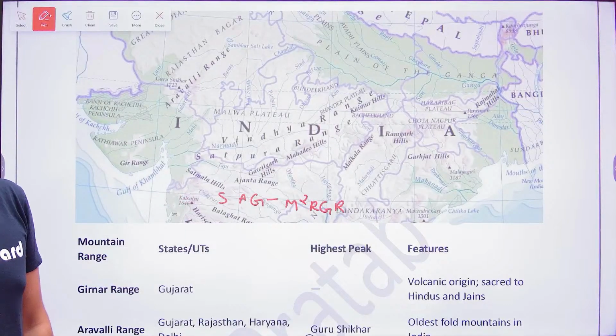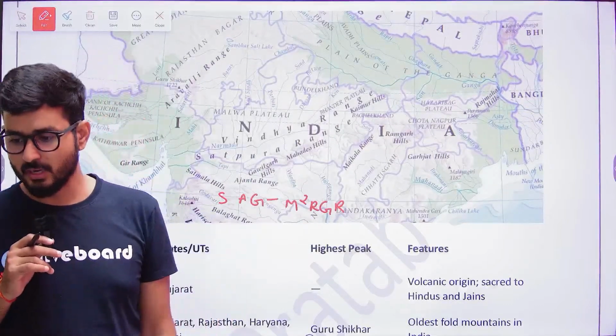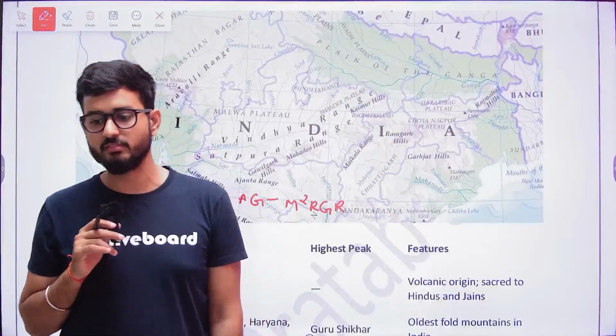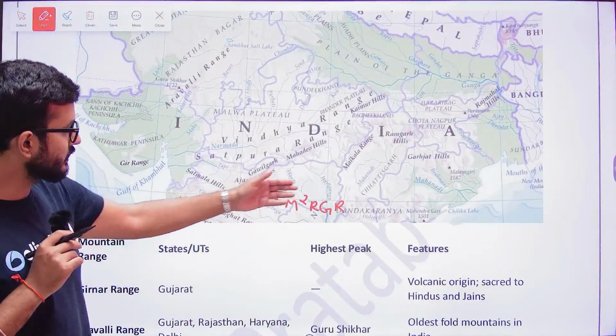Yes, Sagar. What are gorges? Subhash has told the answer to it. They are the valley between mountains. Very good, Subhash. So you need to just remember this.